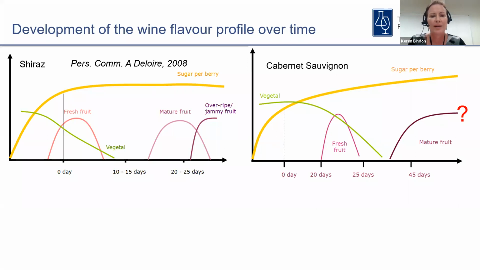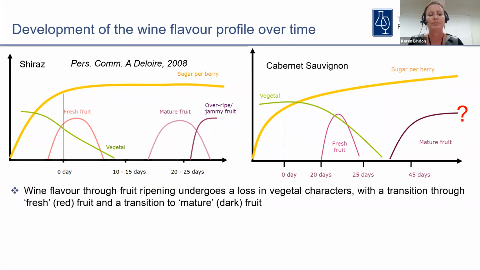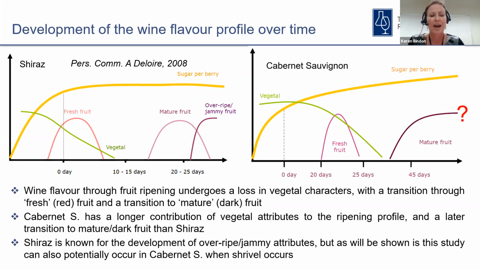The top little curve there is showing you that sugar per berry. Theoretically, and it's been confirmed with data in more recent years, there is that plateau which occurs in the sugar per berry, and after that point, there are significant changes in the flavour profile of the fruit over time, which eventuates in the wine. For Shiraz, you can see at the point of that plateau, one will have a fresh fruit phase, an early decline in the vegetal characteristics, which are extended longer in Cabernet Sauvignon.